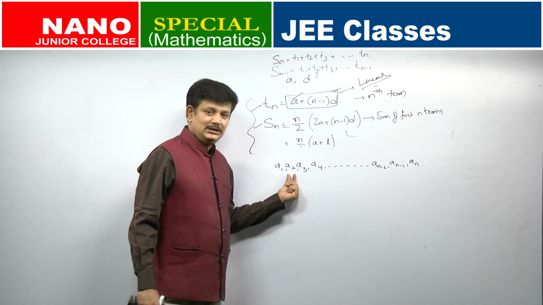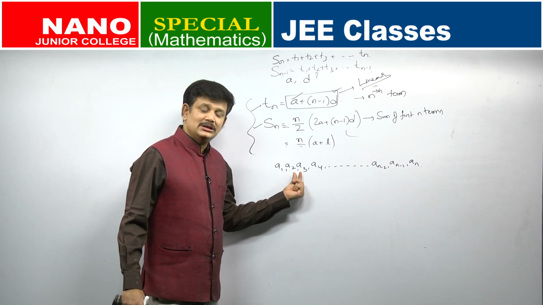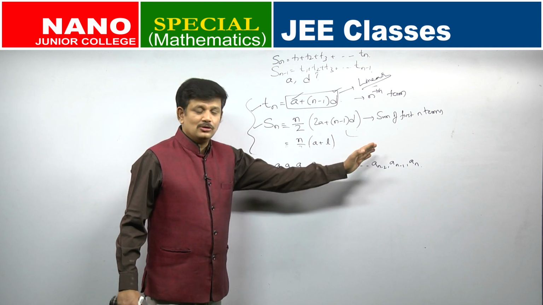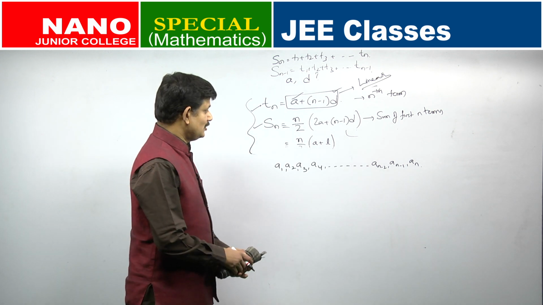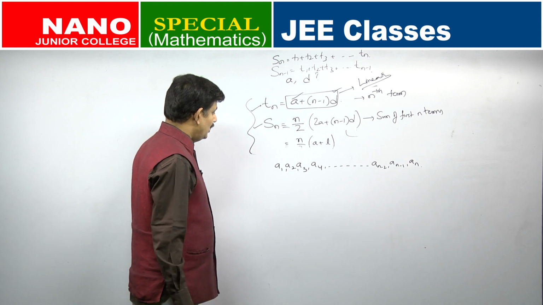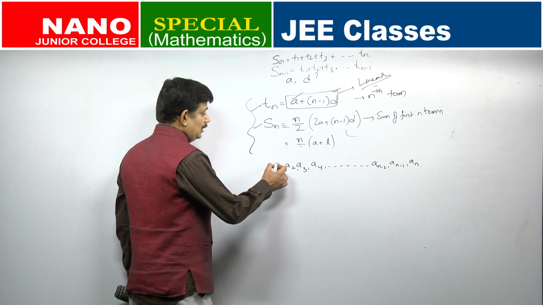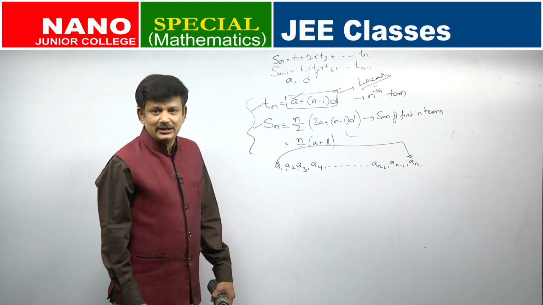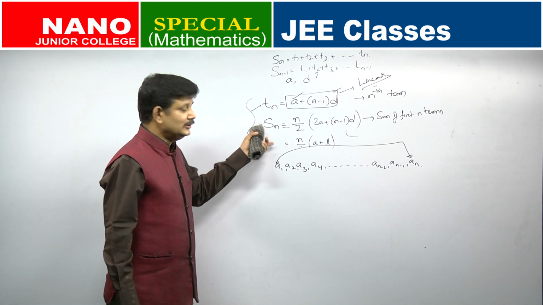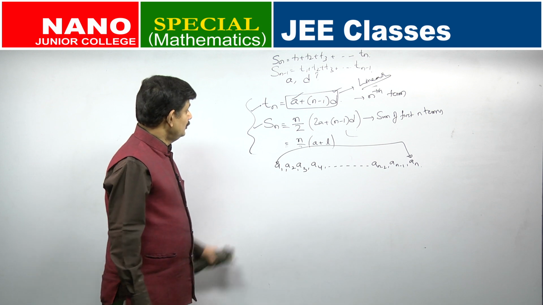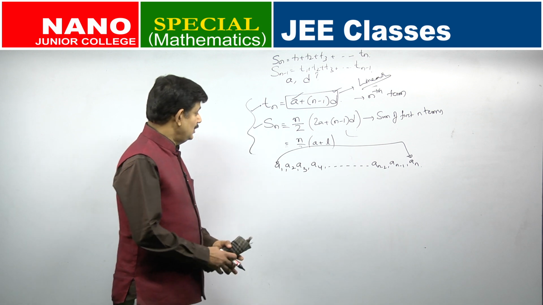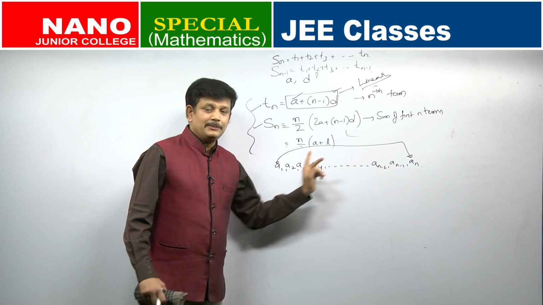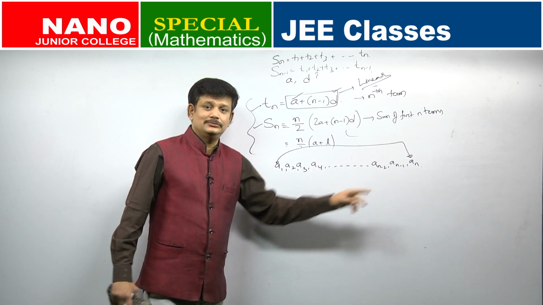A2 will be d more than A1, A3 will be d more than A2, A4 will be d more than A3. Every number will be d more than the previous term, yes or no? Now, observe this: what will be the sum of A1 and AN? We saw in the proof of Sn that A1 plus AN came out to be 2A plus (n minus 1) into d, yes or no?